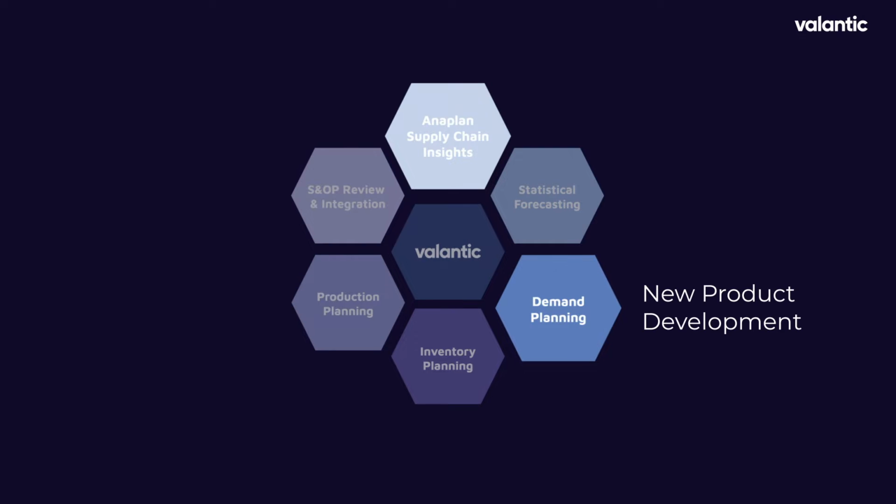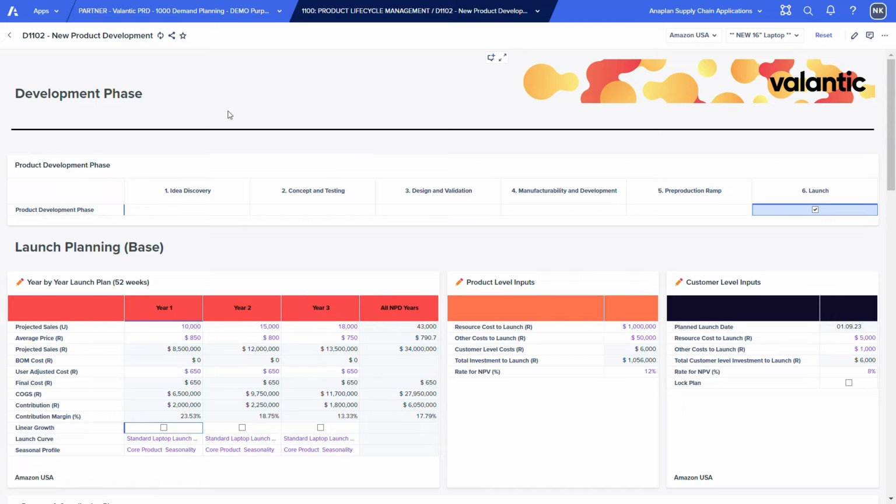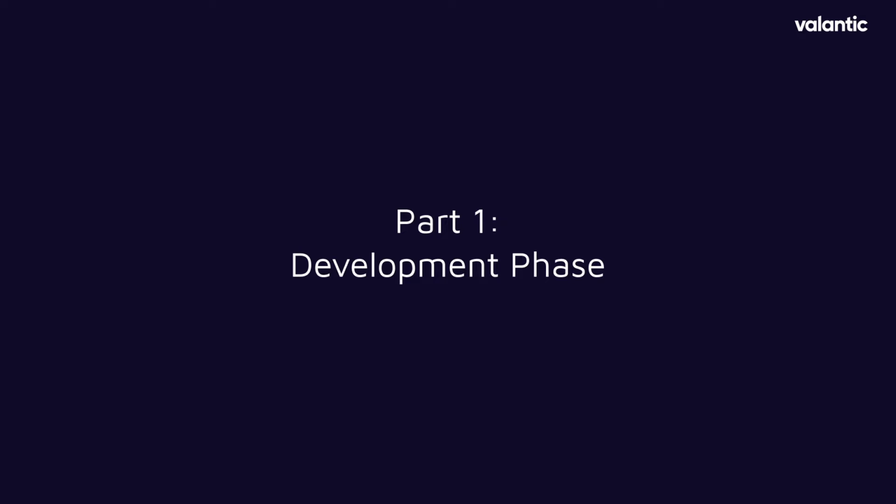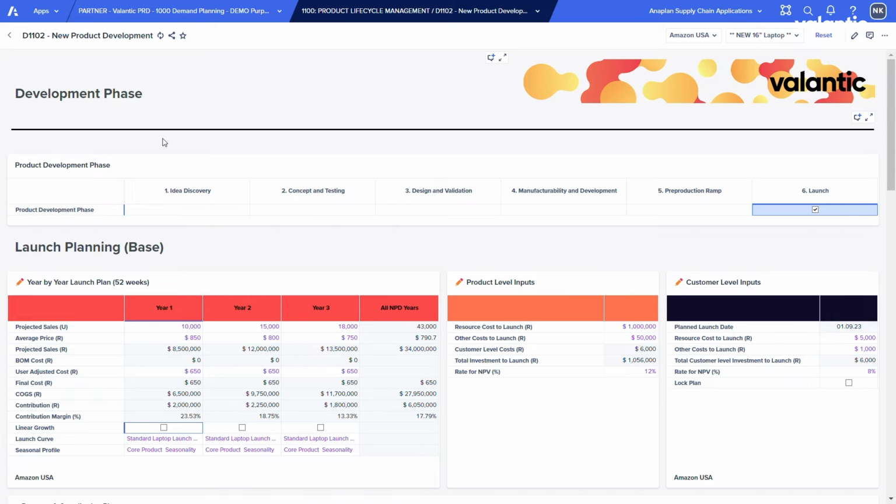Today, we will explore our new product development dashboard in Anaplan, focusing on the launch of our new 16-inch laptop, as you can see here in the top right corner. But starting from the development phase section at the top, we can see a high-level view of the product development lifecycle. So here we can track the progress of our new product through different stages like concept and testing, design validation, and manufacturability. Each stage has its own key milestones and deadlines, ensuring that the product development stays on track.